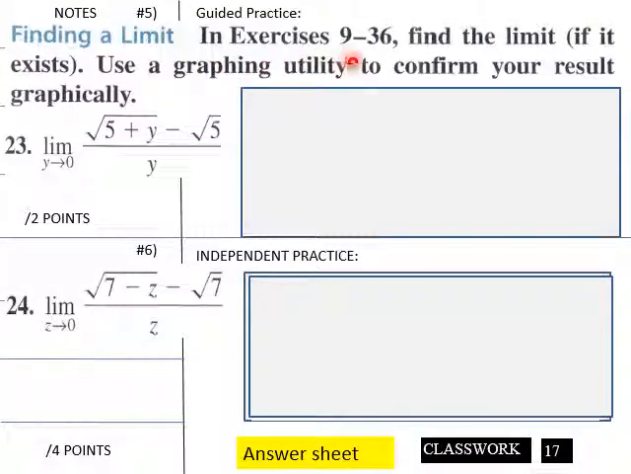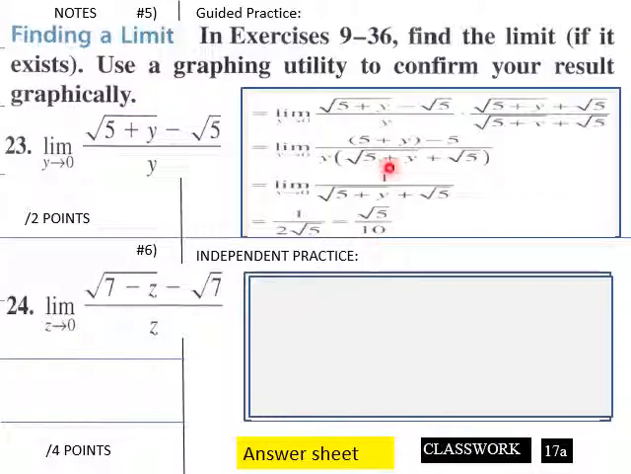Okay, let's try one here. Find a limit if it exists using a graphing calculator to confirm your result graphically. So we have radical 5 plus y minus radical 5 over y. And we take the limit as y approaches 0. So when we do that, we end up with this here. We use a conjugate up here. We end up with this up here in our numerator over this.